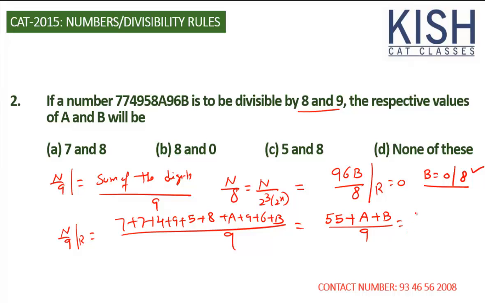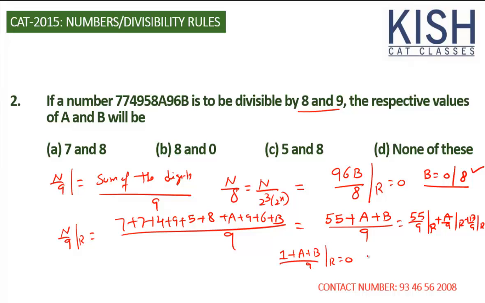Now we can directly say that it's 55 by 9 remainder plus A by 9 remainder and then B by 9 remainder. Since we have no idea about A and B, you can ignore them. So 55 by 9 remainder is 1. So 1 plus A plus B by 9, the remainder is 0.